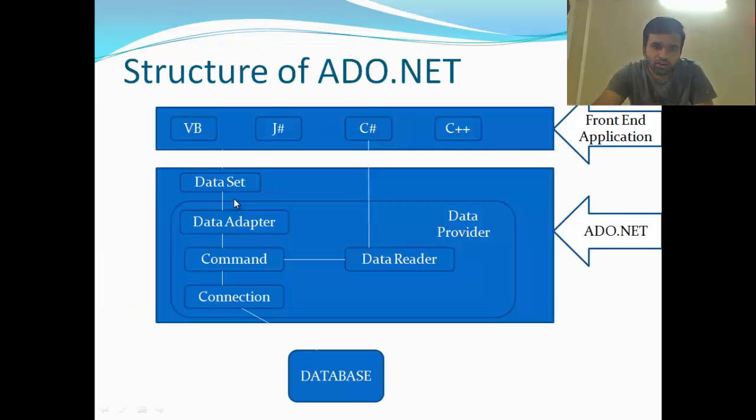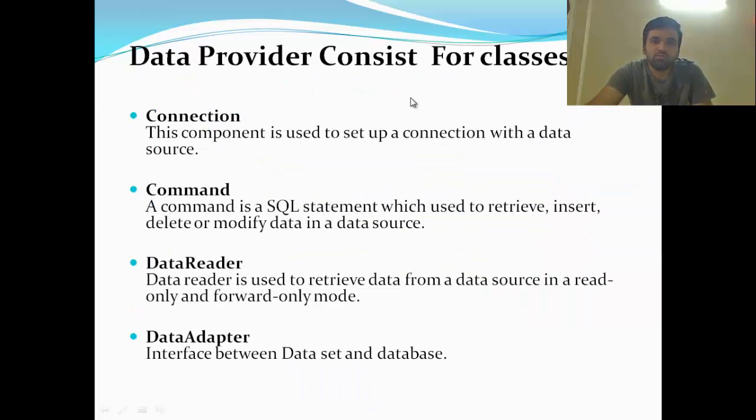Okay. Now we are moving forward to data provider. Here we can see in the image data provider has four classes: data adapter, command, connection, data reader. These four are classes of data provider. Or, the ADO.NET classes are dataset, data adapter, command, connection, data reader. These five are classes of ADO.NET, and these four classes, data adapter, command, connection, data reader, are classes of data provider.